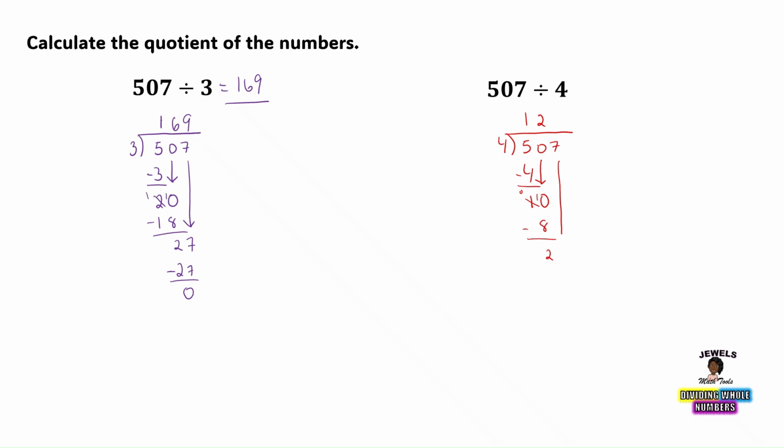We're going to bring down our 7, changing 2 into 27. 4 divides into 27 6 times. 6 times 4 is equal to 24. And when 27 subtracts 24, we have a difference of 3. So our quotient when 507 is divided by 4 is equal to 126, remainder 3.